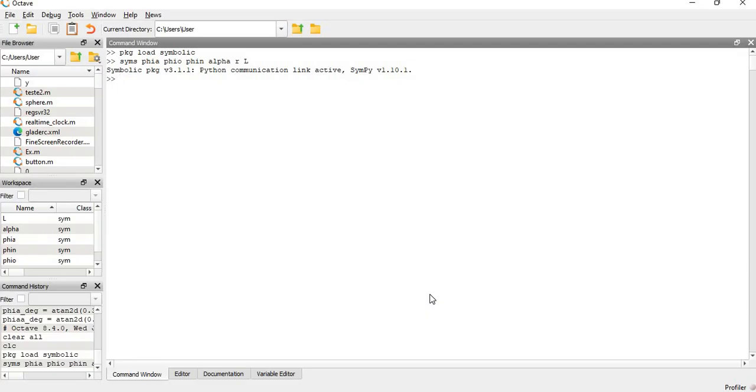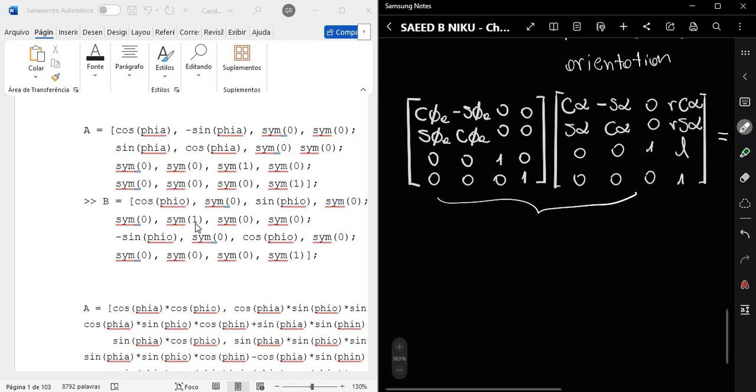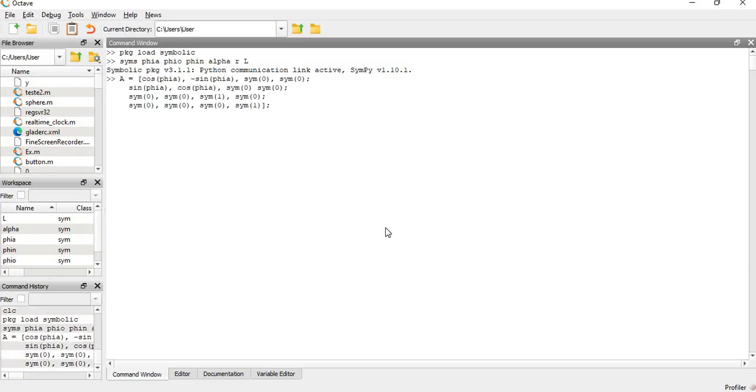Now we need to enter the matrices. So let's construct the matrices. Okay, the first one is cosine of A, minus sine of A, 0, 0, sine of A, cosine of A, 0, 0, 0, 0, 1, 0, 0, 0, 0, 1. Okay, this one is already ready to use, and pasting right here. Okay, now the next one.